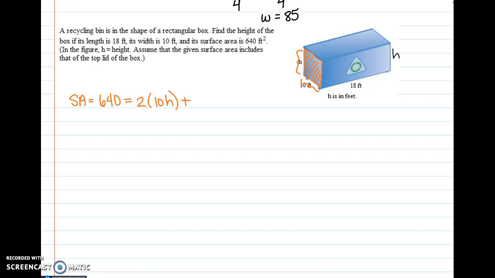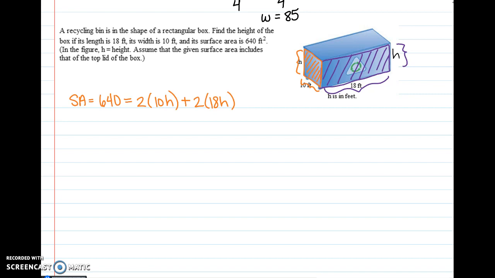All right? And then let's look at the front and the back. So we have here the front, and we have its mirror image on the back, right? And it is 18 wide and h tall, so its area is 18 times h. And again, we have 2 of those, 2 times 18 h's.